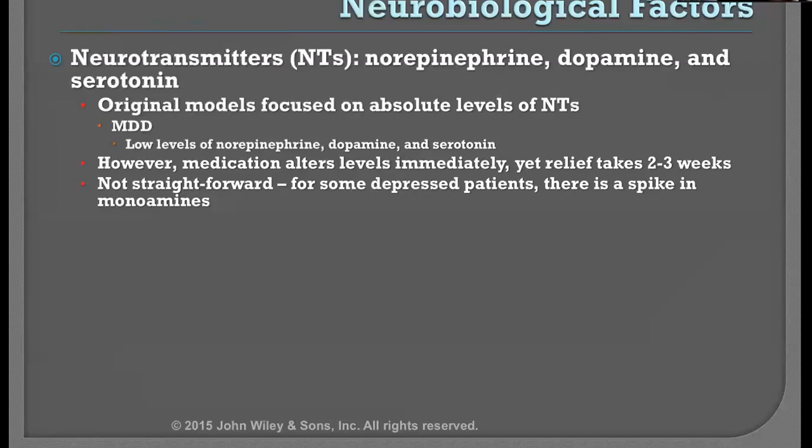There's a lot of problems with this hypothesis. It's been highly popularized, but it's getting weaker year by year. Medications like SSRIs affect the levels of serotonin immediately, but the relief takes 2 or 3 weeks to work. So it doesn't seem to be straightforward. And also, for some patients there's a spike in the monoamines, and many patients with depression actually appear to have too much serotonin.